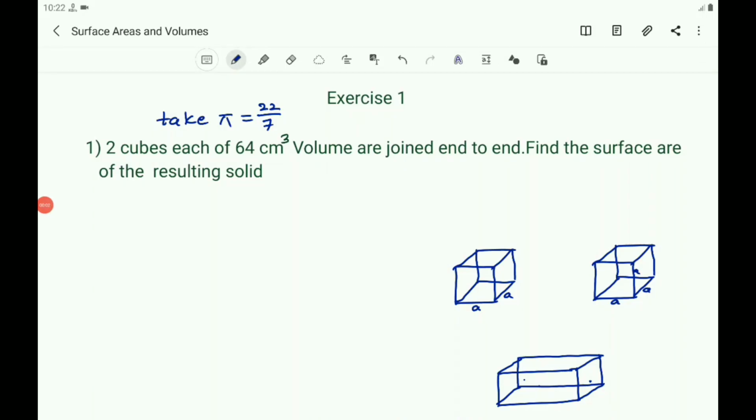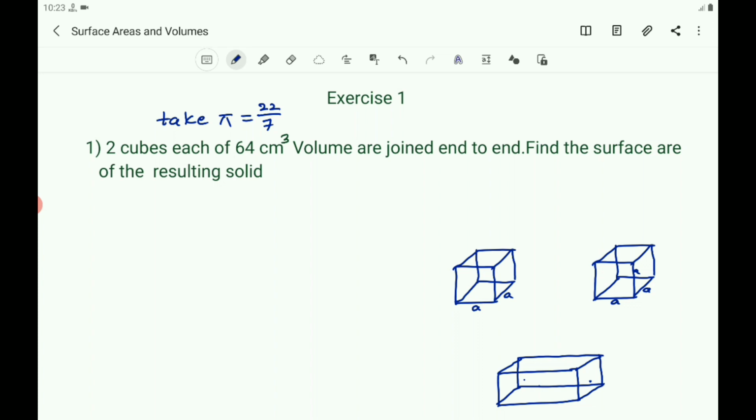Children, let us continue the chapter Surface Areas and Volumes. Now, let us solve exercise 1 of the chapter, and here the instruction is to take pi equals 22 by 7. Unless stated otherwise, take pi equals 22 by 7.